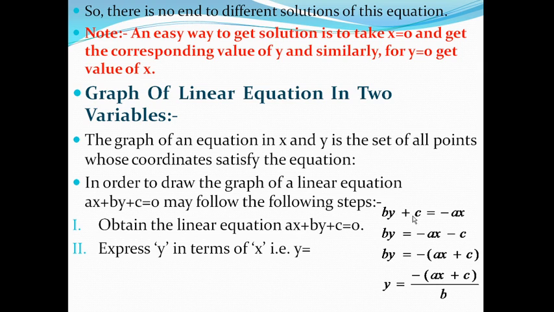Now again, c was positive, we will take c also towards that side, so it will become negative. Since both are negative, we can take the negative sign as common. So in the bracket what will we have? ax plus c. Since b is in multiplication with y, when we take b towards the right hand side, the quantity which was in multiplication comes in division. So this is the expression for y in terms of x. I hope you got my point.